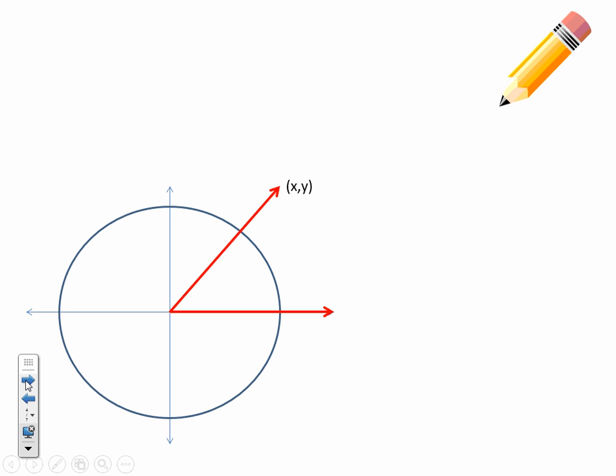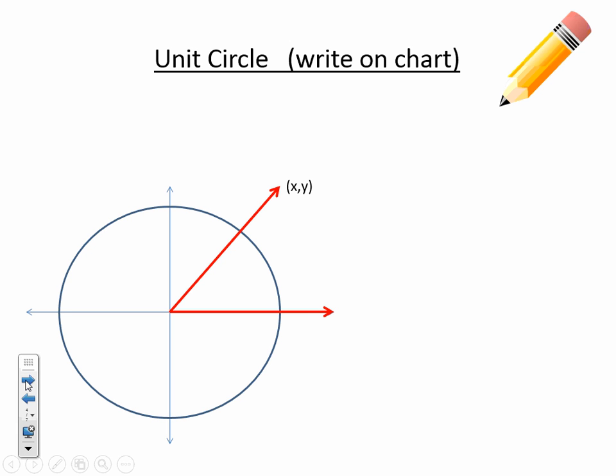So when are we going to use this unit circle? You're about to find out. So let's develop this idea that you're going to write on your chart. You're going to fill in a couple things here, those 3 ratios on the side on your chart. But first, let's develop where they come from.